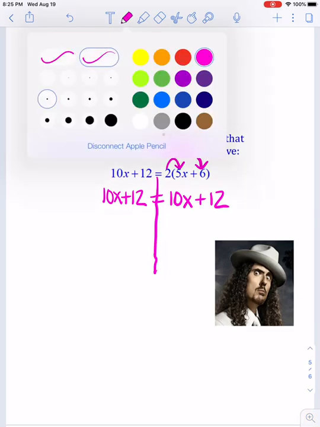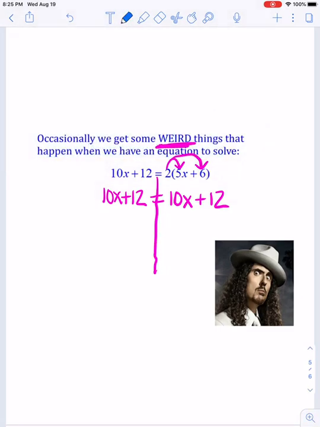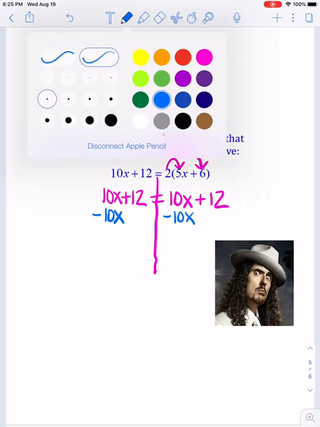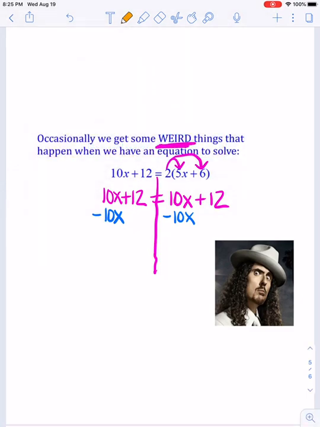So you might notice, gosh, they're the same, right? Something weird's happening. If you don't notice that, that's okay too. Notice if I subtract 10x, right, to move that to the other side, well, 10x minus 10x is 0x, which is just nothing. Same thing over here. So I'm left with 12 equals 12.